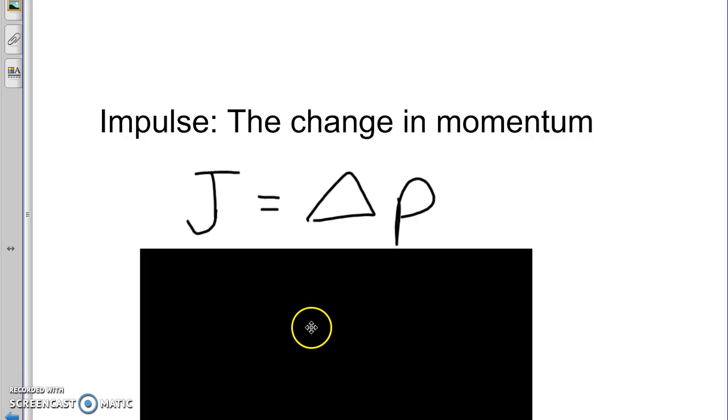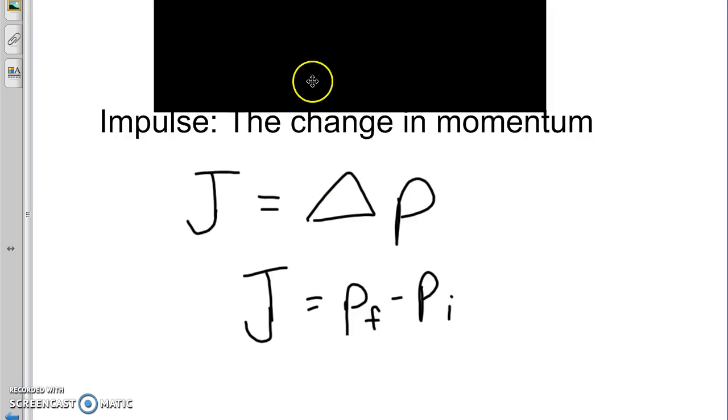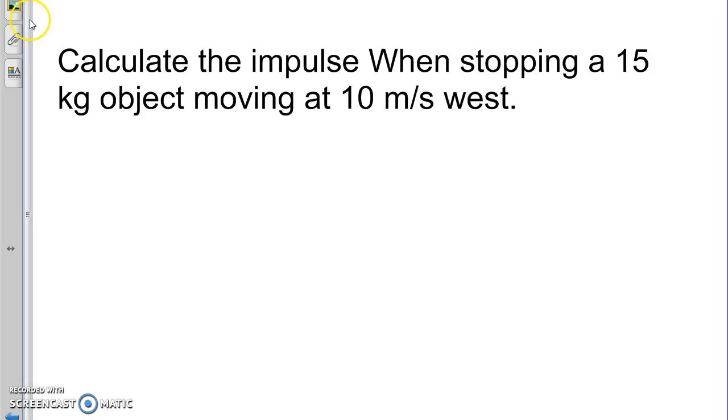Right, and if we were to write it out even further, we would say it's the final momentum minus the initial momentum, and that's going to be equal to the impulse. So impulse is sort of a change in momentum. Impulse can cause a change in momentum, and it's going to be related to something else. Let's look at this first, though.